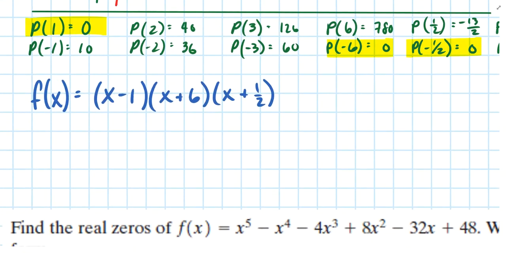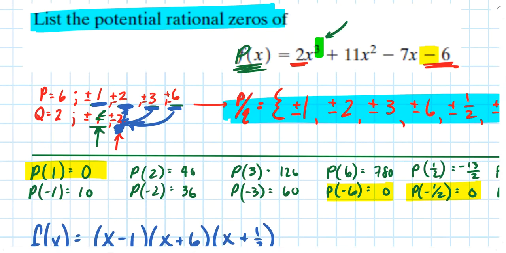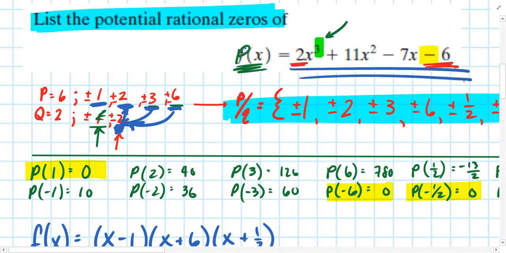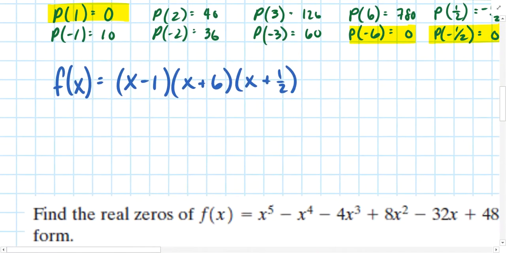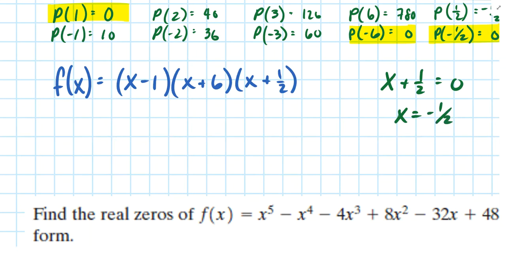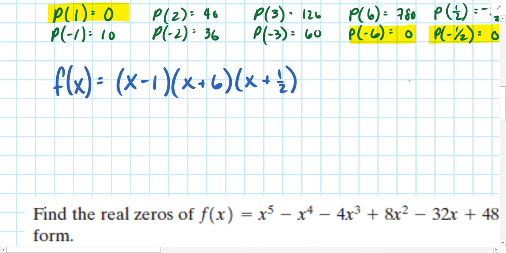Now, this format will reproduce all 3 of these zeros. However, it will not reproduce the original function. In order to reproduce the original function, we generally eliminate factors in their fractional form. So certainly, when x plus 1/2 equals 0, x by itself is -1/2, and we have our 0 that we found in our list. So that's okay, but a better way to list these in factored form is like this.